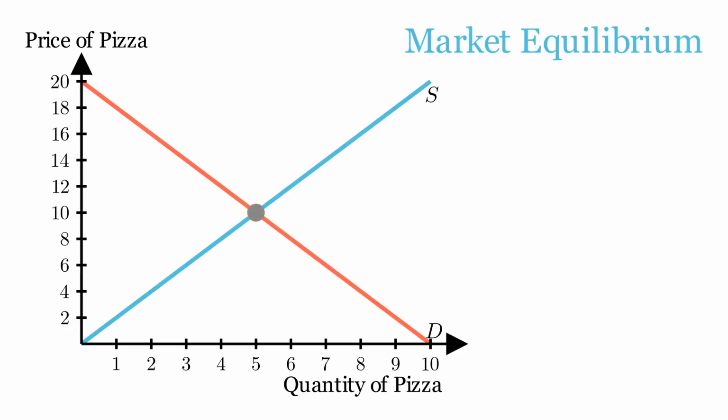At this point, the equilibrium price is 10 and the equilibrium quantity is 5. This means that consumers are willing to buy 5 units and producers are willing to supply 5 units. Therefore, quantity demanded is equal to the quantity supplied. Now let us see what happens when the price is different from the equilibrium price.